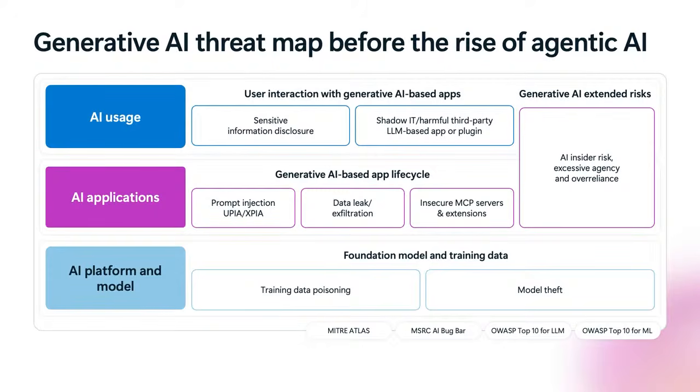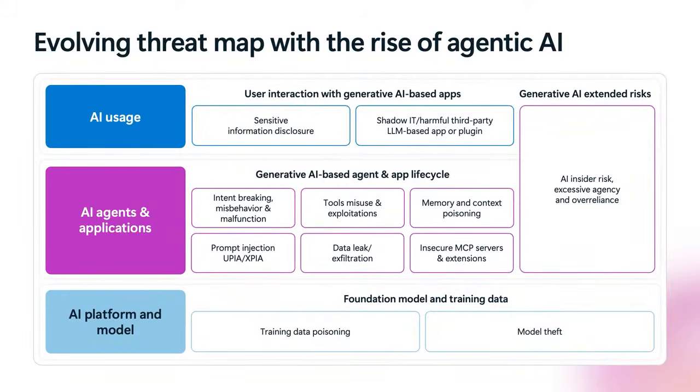Now let's take a look at the generative AI threat map. This is how it looks before the rise of agentic AI. It organizes the risks across 3 layers. At the top, we have user interaction risks such as sensitive information disclosure and shadow IT. In the middle, application layer threats such as prompt injections and data leakage. And at the bottom, model and training data risks.